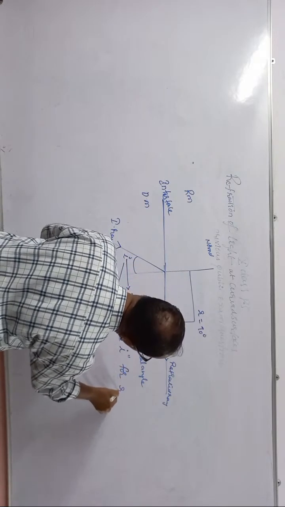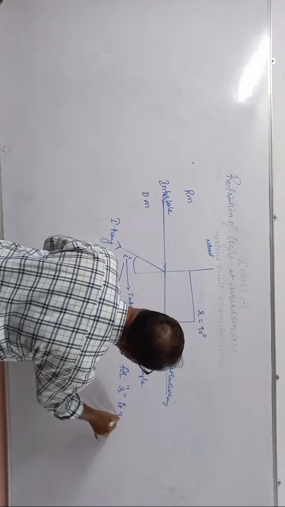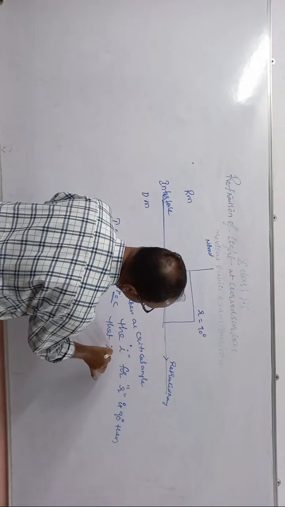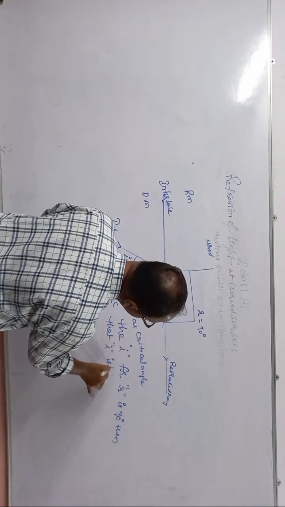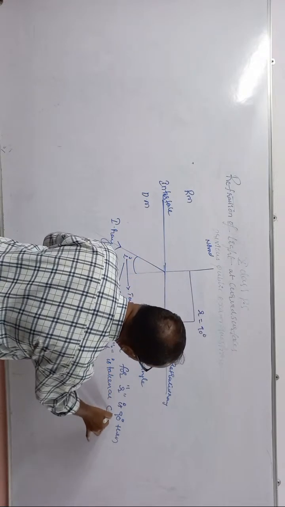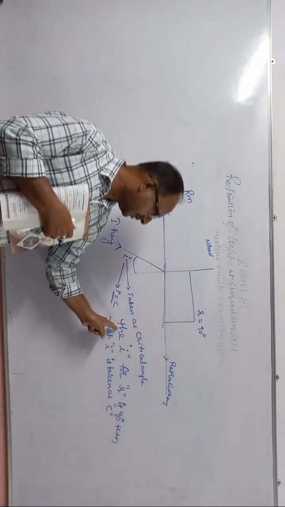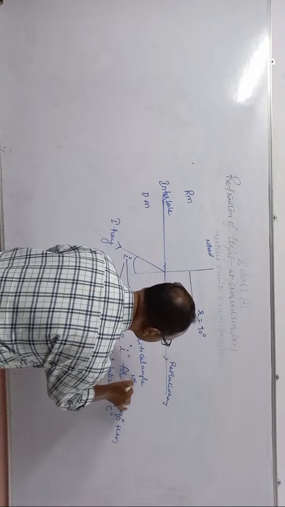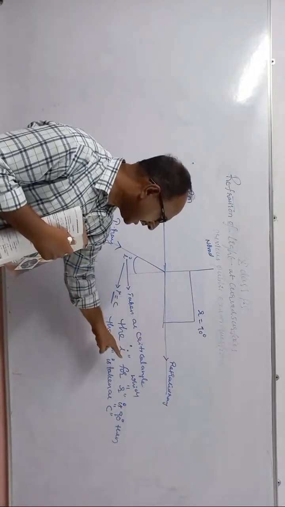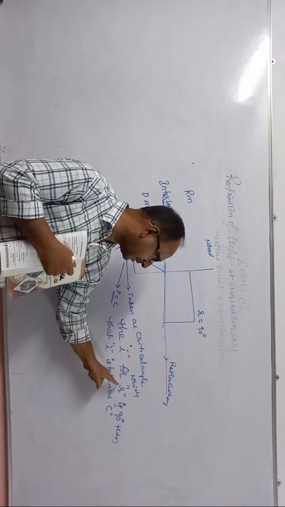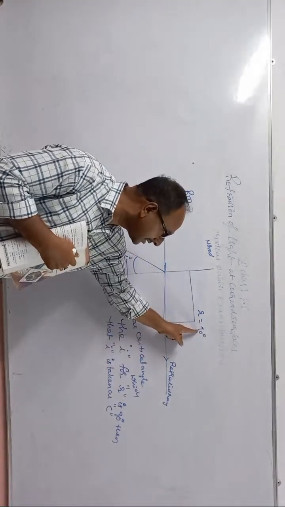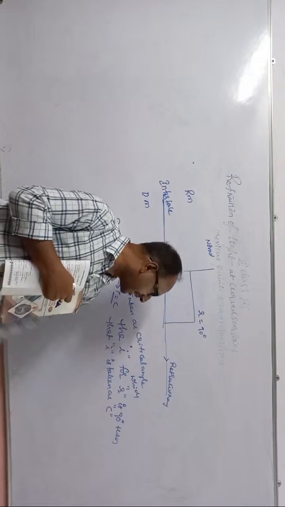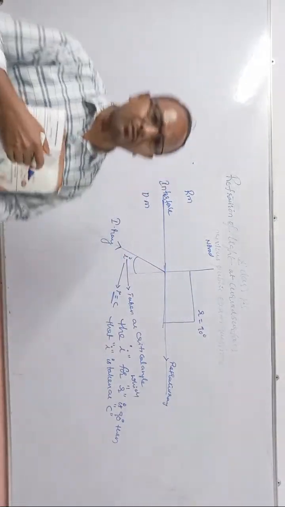For which angle of refraction is 90 degrees, then that angle of incidence is taken as critical angle denoted by C. So the angle of incidence for which the angle of refraction is 90 degrees, then that angle of incidence is taken as critical angle denoted by C. This is a 1 mark question.